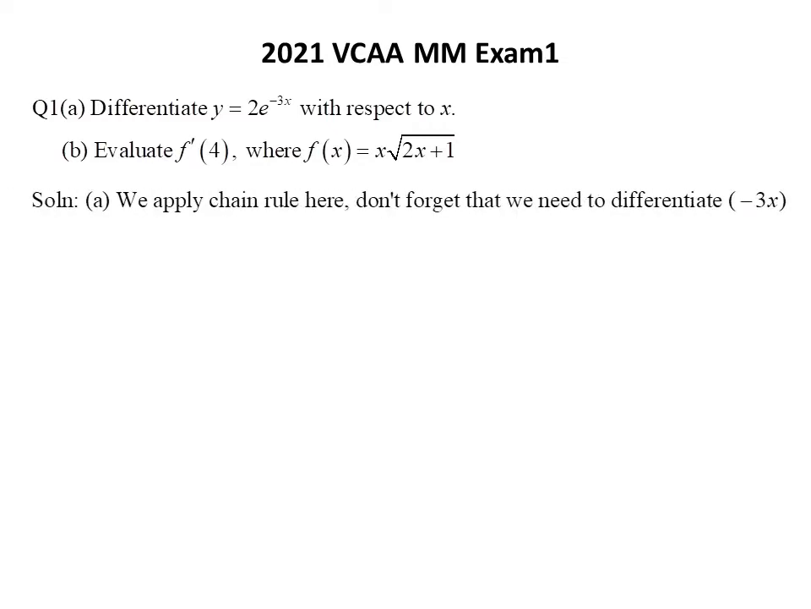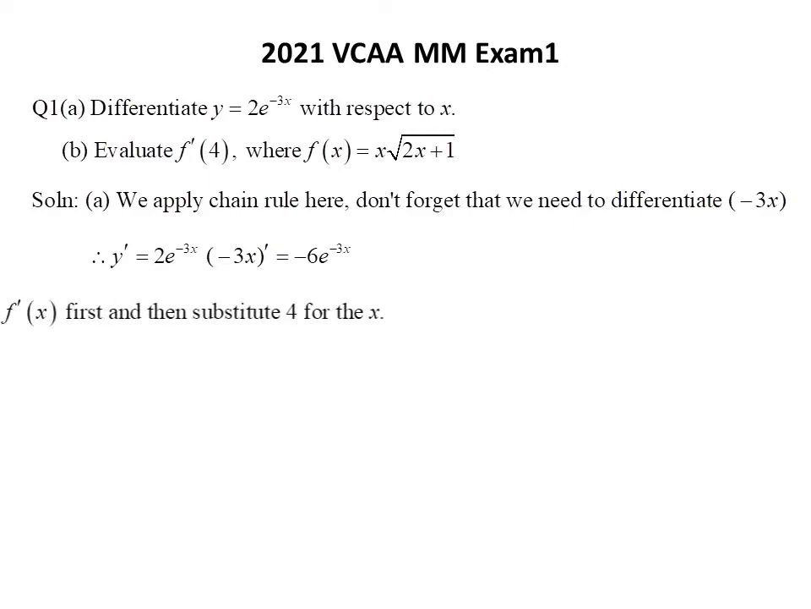Obviously, the chain rule needs to be applied to both questions 1a and 1b, and for 1a, the result of differentiation is 2e to the negative 3x multiplied by the derivative of negative 3x, which gives negative 6e to the negative 3x.